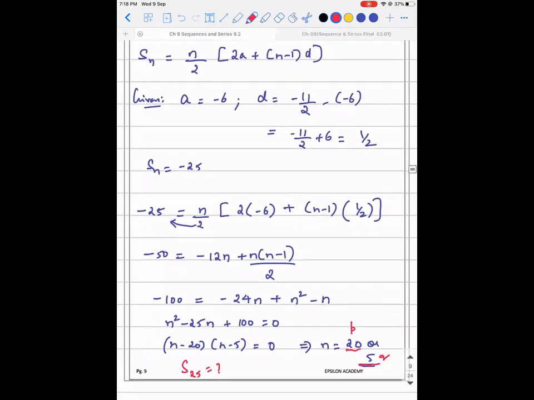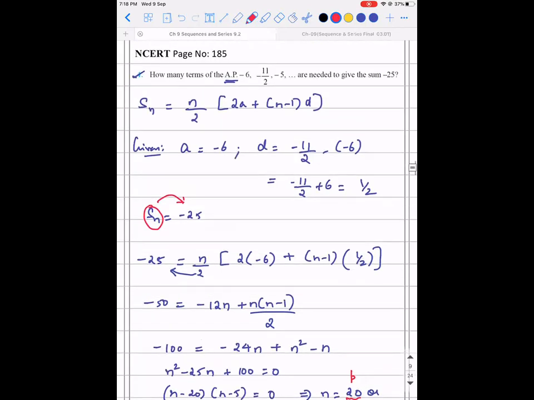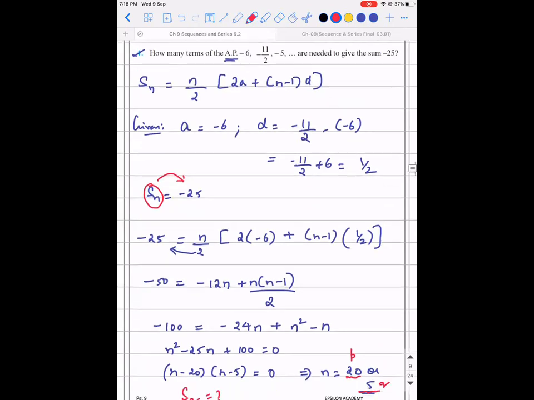Here, what is happening? Sum of 20 terms is also minus 25. Sum of 5 terms is also minus 25. That's what they told us. Sum of p terms is equal to sum of q terms. Then what will be the sum of p plus q terms? Can you guys calculate the sum of 25 terms for this question and tell me what is the answer? Just do it now. It will take 2 minutes. Solve and tell me. a is minus 6, d is half, and number of terms is 25.